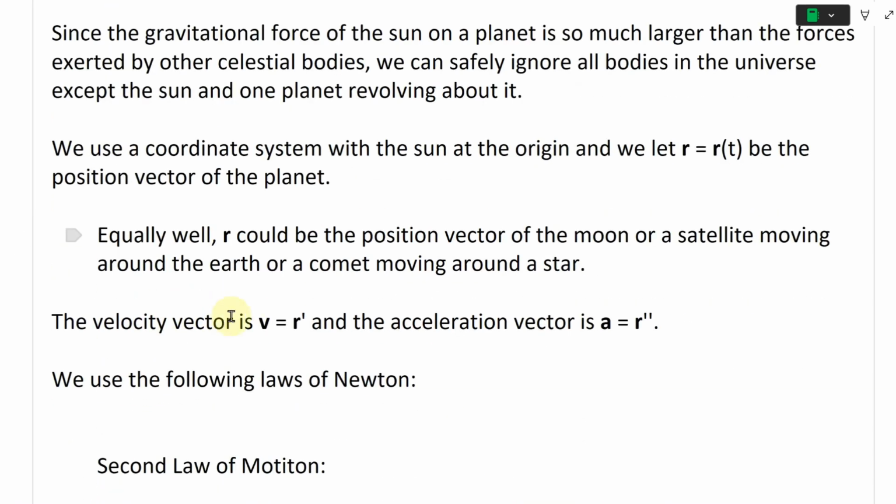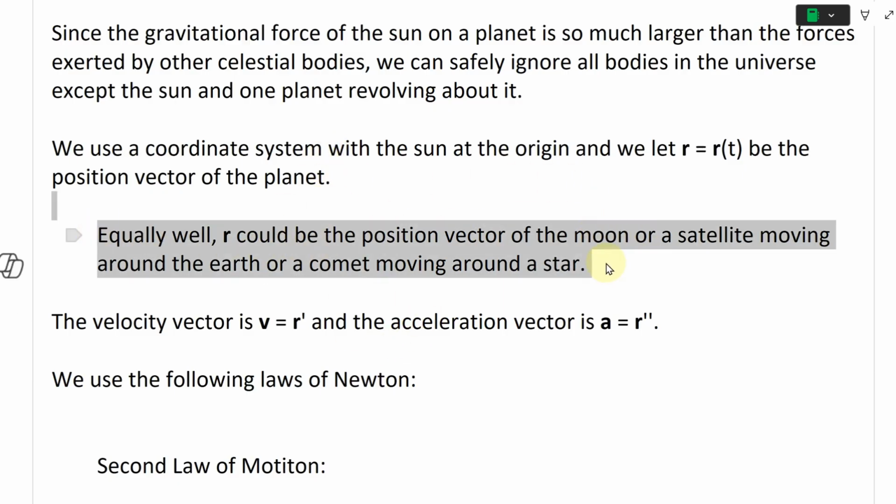Going further, equally well, r could be the position vector of the moon or a satellite moving around the Earth, or a comet moving around a star. You could use the same idea there. For the moon around the Earth, and then the Earth around the sun, you could just change the origin so that the Earth is the one that's fixed at the origin, and so on.